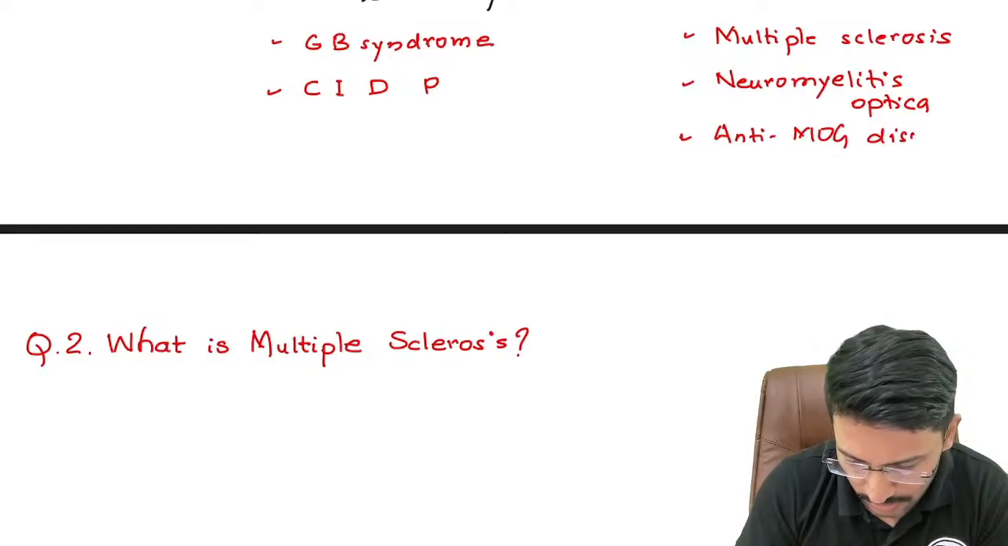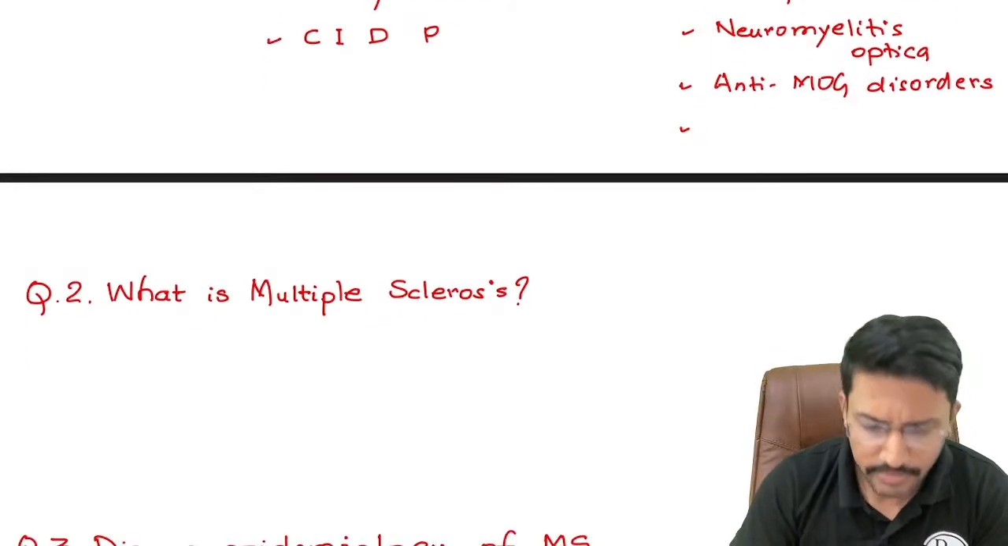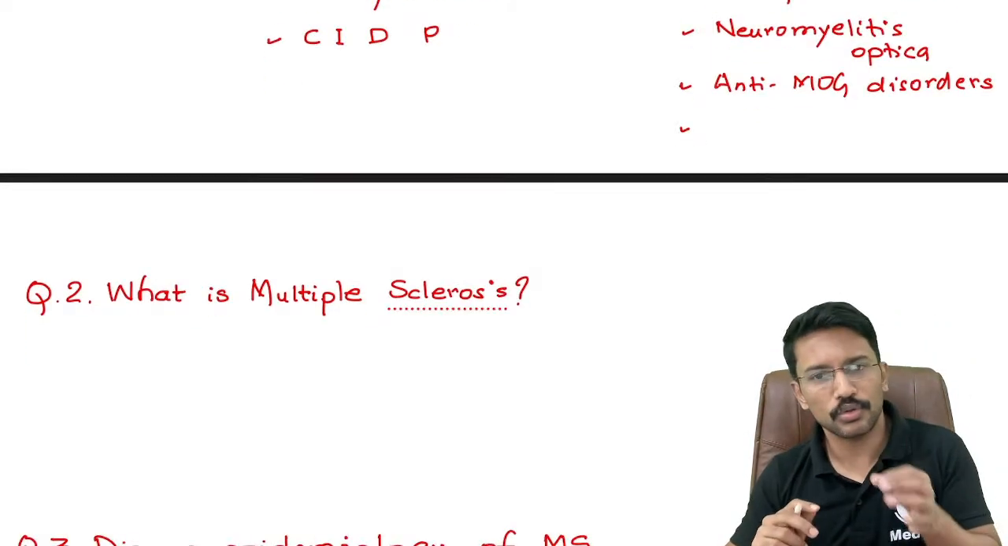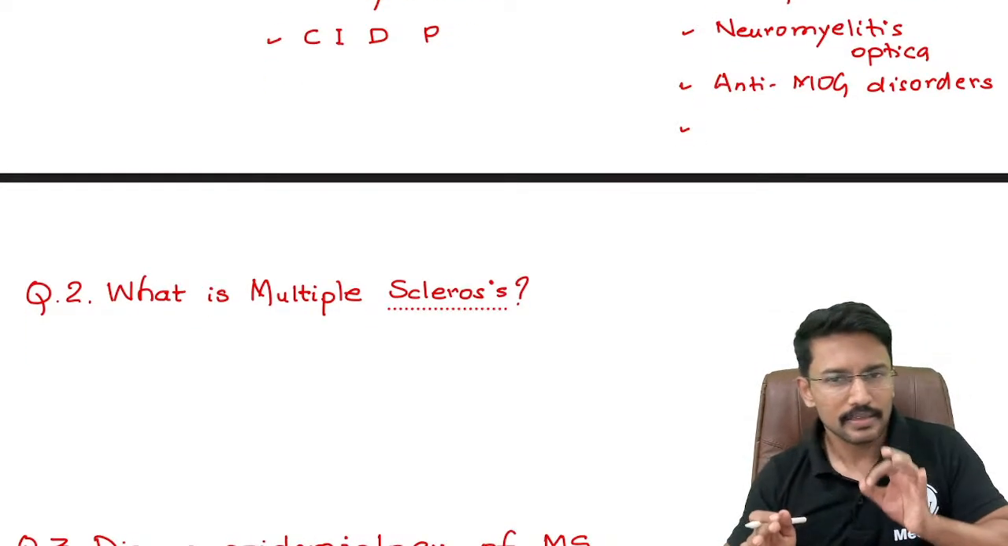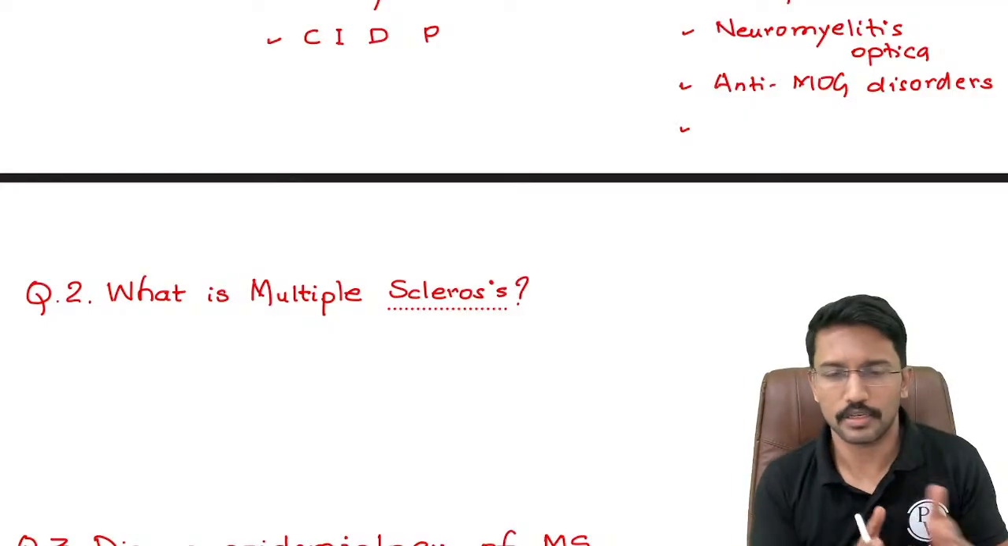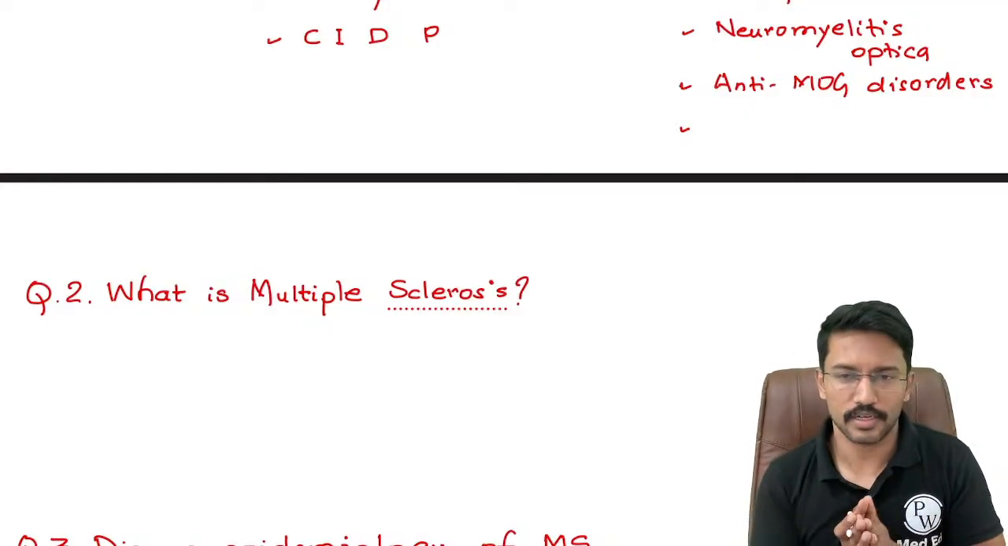Anti-MOG disorder. These are all demyelinating disorders of the central nervous system. We will write one more. I will give you the clues. You should tell me which disease I'm talking about. This is a complication of faster or rapid correction of hyponatremia.